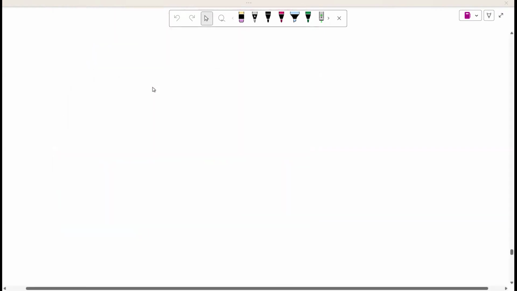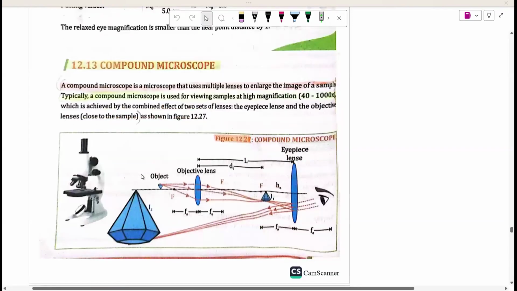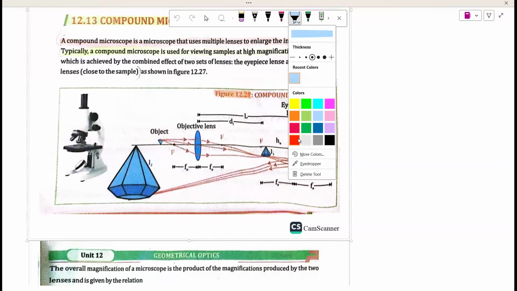Here, let me walk you through the diagram. Let's see the definition first. You guys could see the screen and my voice is clear to you, right? Yes. Okay.